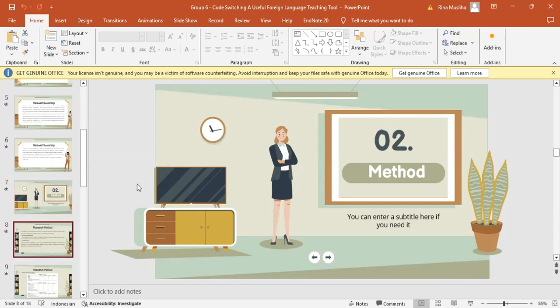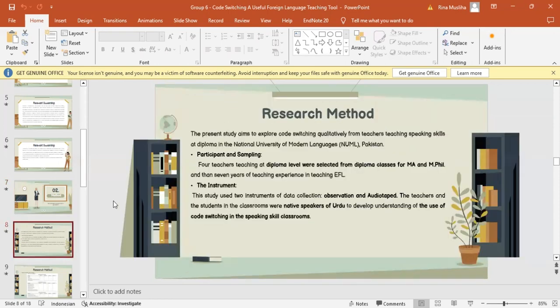For the method, this article presents a qualitative method. The participants and sampling are teachers teaching at diploma level, first selection, and they have 7 years of teaching experience teaching TEFL. This study used 2 instruments of data collection. The first is observation, and the second is audio. The teachers and the students in the classroom were native speakers of Urdu, to develop an understanding of the use of code switching in the speaking skill classroom.